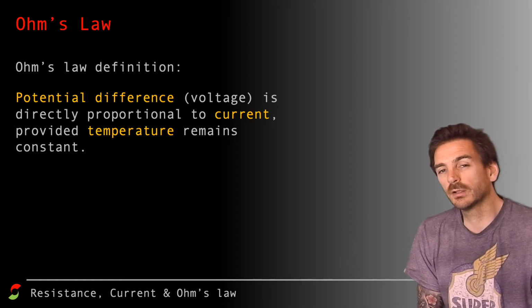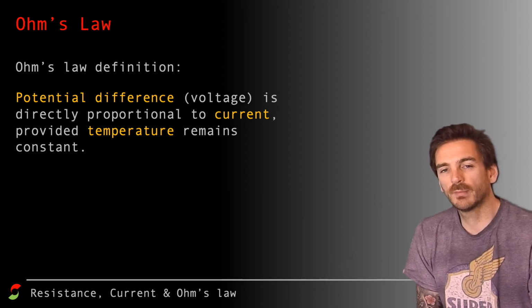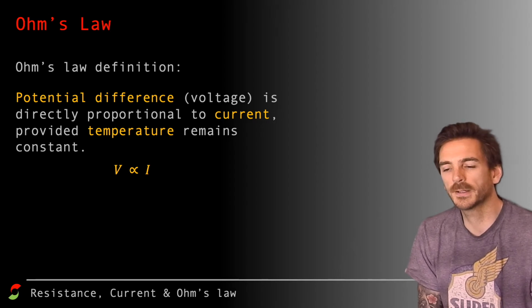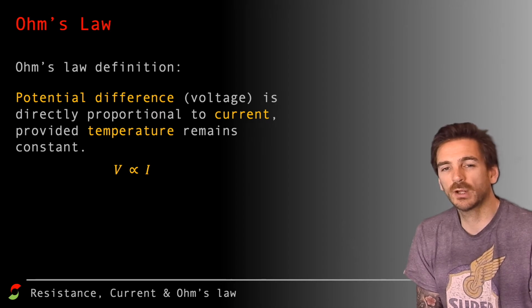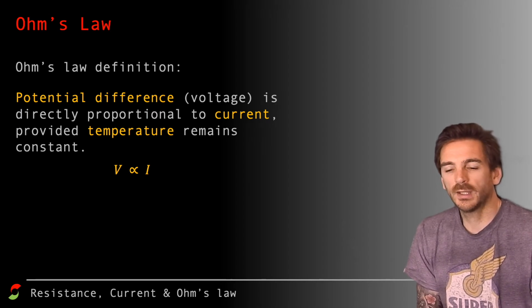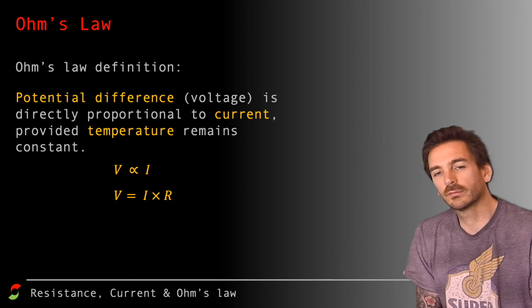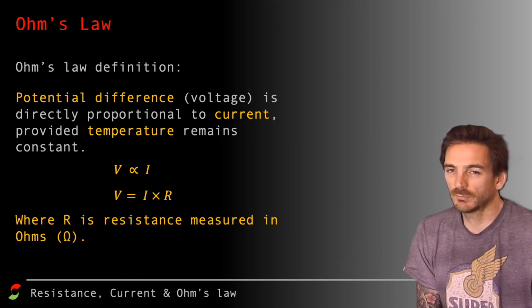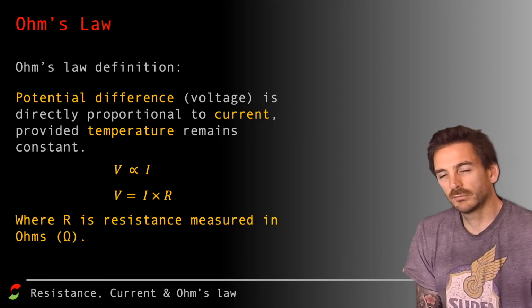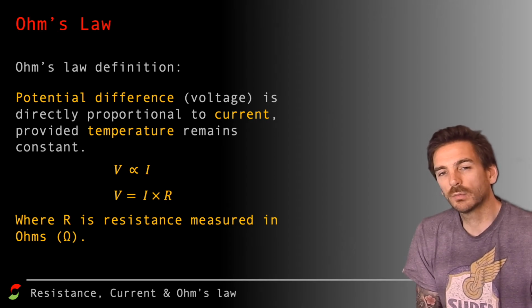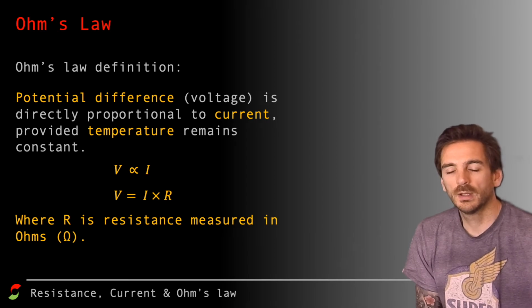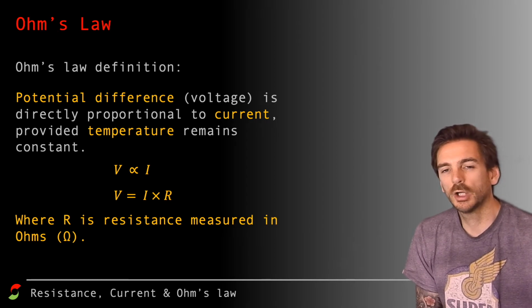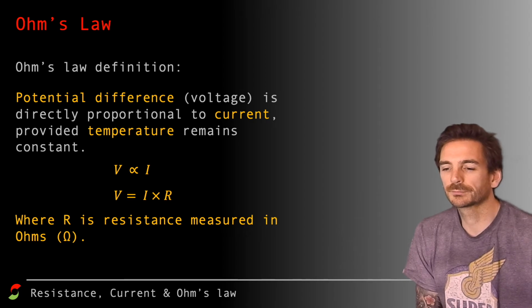So what we can do is put this into some sort of mathematical format. So potential difference is proportional to current, or V is proportional to I. And what we can do here is get rid of that proportional sign, stick an equal sign and a constant. And here the constant is something called resistance. So here we have V being voltage, I current, and R resistance. V equals IR is the equation for Ohm's law. And resistance is measured in ohms after George Ohm.